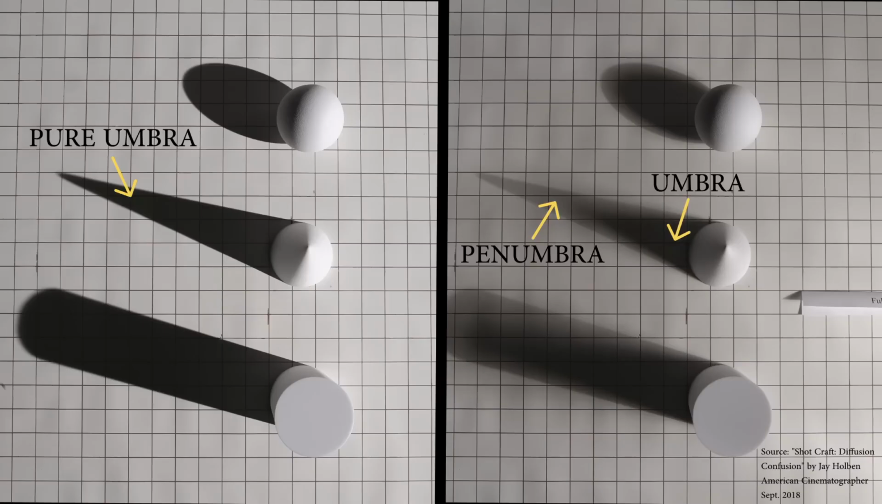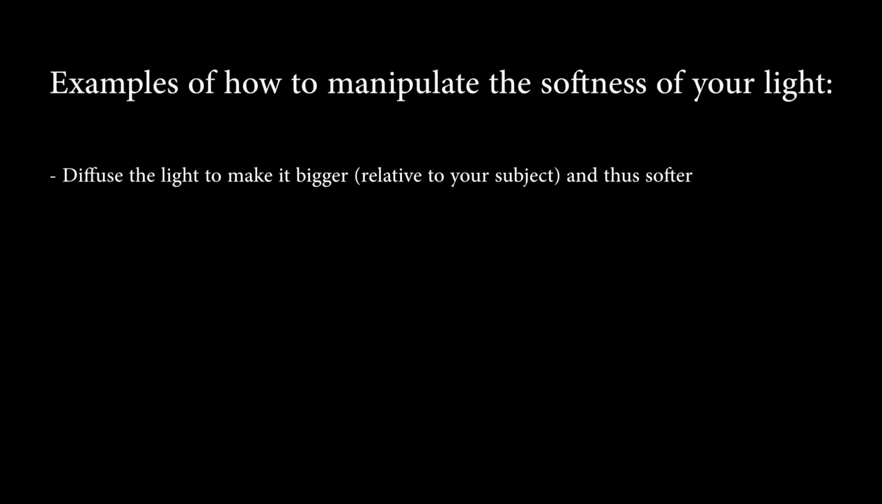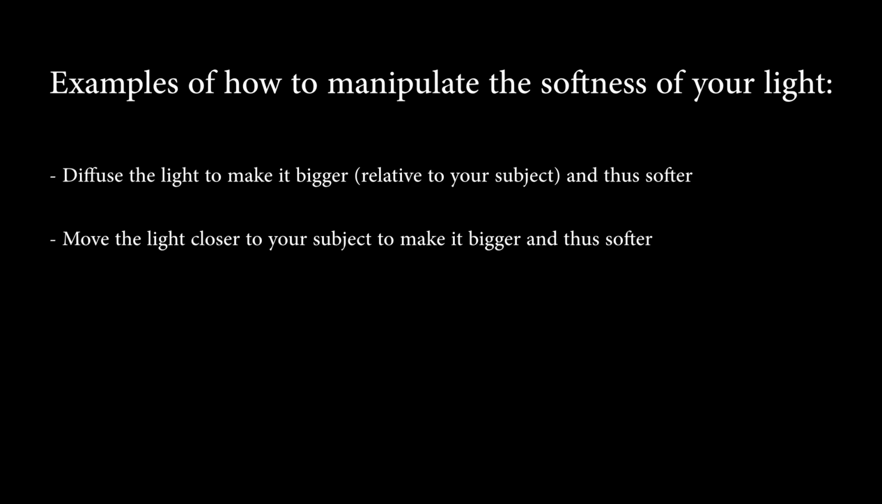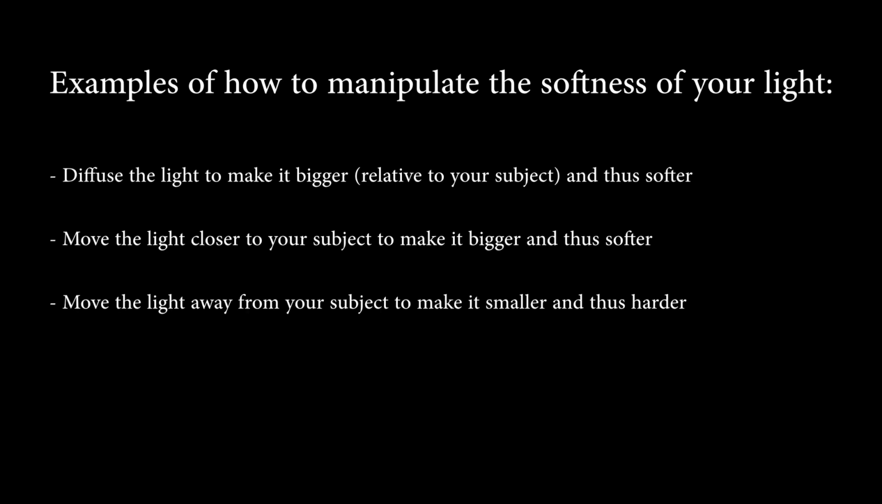So understanding this, how can we creatively manipulate the softness of our light on set? You can do so in many ways. For example, you can diffuse the light source to make it bigger and thus softer, but you can also move that soft light closer to your subject to make it even softer, as its relative size to your subject would then increase. The opposite is true, where you can move your light away from your subject to make it harder.